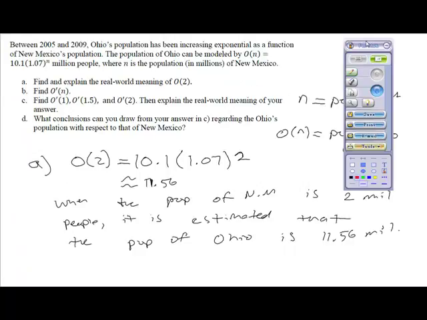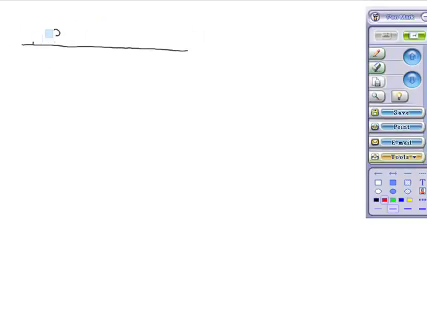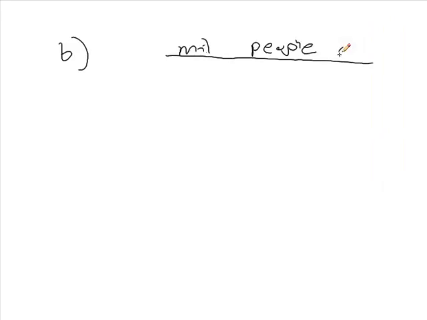And now we want to find the rate of change. So what's our rate of change going to be? Rate of change units are the change in output over the change in input. So output is the population, or we don't even need to write population, we can just say millions of people in Ohio. And the input is the millions of people in New Mexico. So our rate of change is going to be in millions of Ohioans per millions of New Mexicans, I guess we'd probably say.